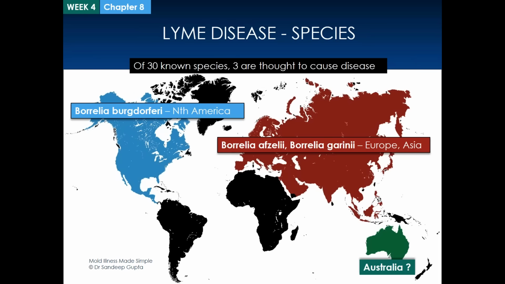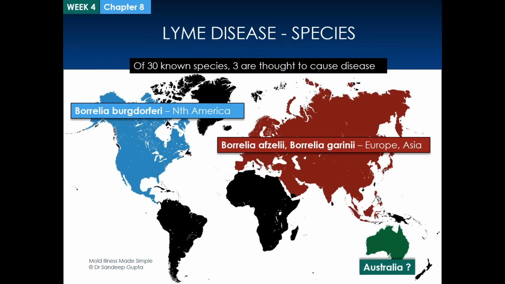Borrelia burgdorferi is the major organism in North America, but I believe last year a new organism called Borrelia mayonii was also discovered in North America, which has been found to cause a Lyme-like illness. Then Borrelia afzelii and Borrelia garinii are the main species of Borrelia active in Europe and Asia. And then there's the relapsing fever group of Borrelia, which are pretty widespread throughout the world as far as I understand. At this point in Australia, Lyme disease is not accepted.